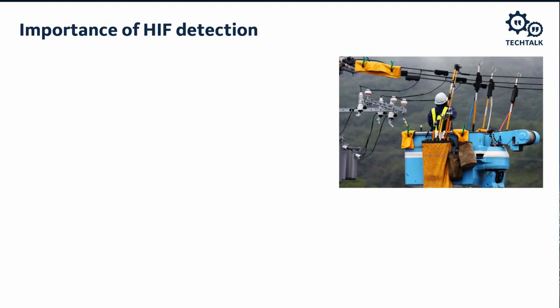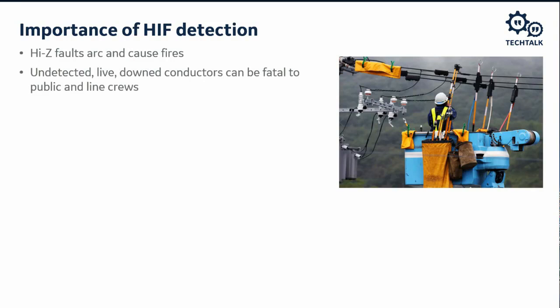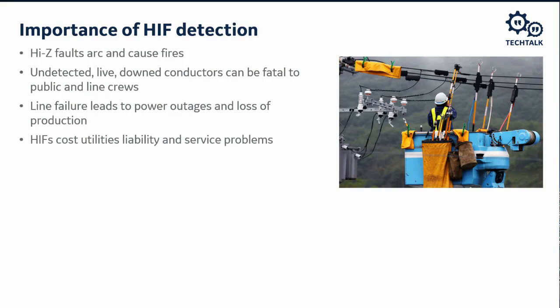Detecting HIF is vitally important. Arcing from high impedance faults causes fires. Undetected live down conductors can be fatal to the public and to line crews. A line that's arcing results in line failure, which leads to power outages and loss of production, affecting economy and human well-being. And HIFs cost utilities liabilities and service problems.